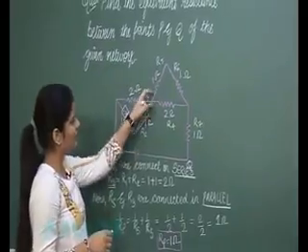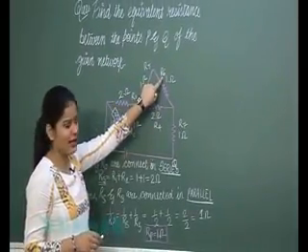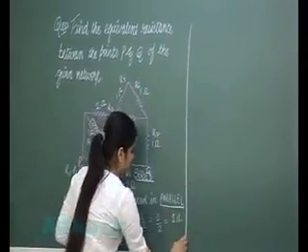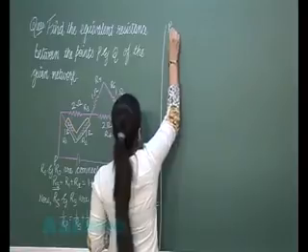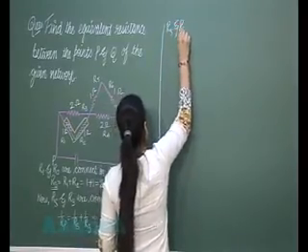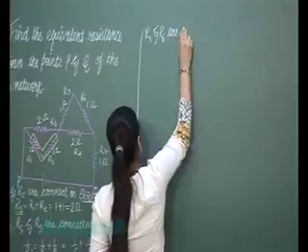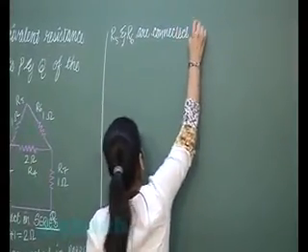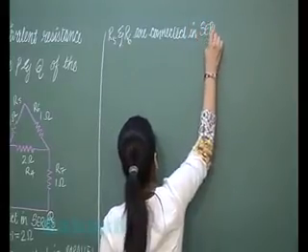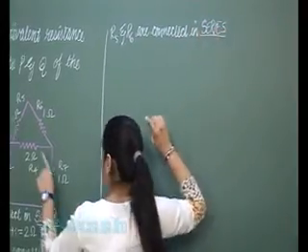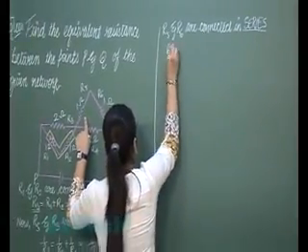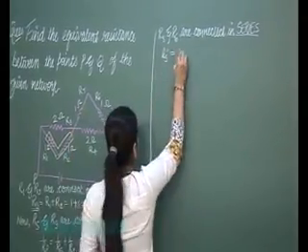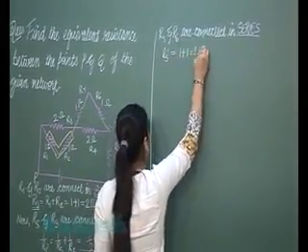Now students, see here, R5 and R6 are connected in series. So again we will get the equivalent resistance of R5 and R6 as Rs prime, which is 1 plus 1, 2 ohm.